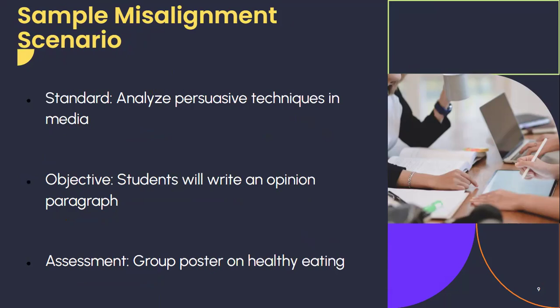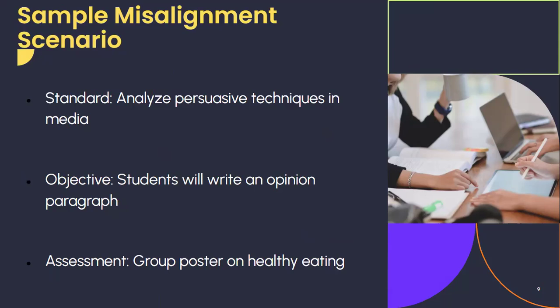So let's look at one example just so that we can play this out. The standard requires analysis. So let's look at the standard. Analyze persuasive techniques in media. But the objective is writing. Students will write an opinion paragraph. And the assessment is about nutrition. Group poster on healthy eating. None of these three elements align. A better version would have students analyzing actual media pieces and explaining persuasive strategies in writing.